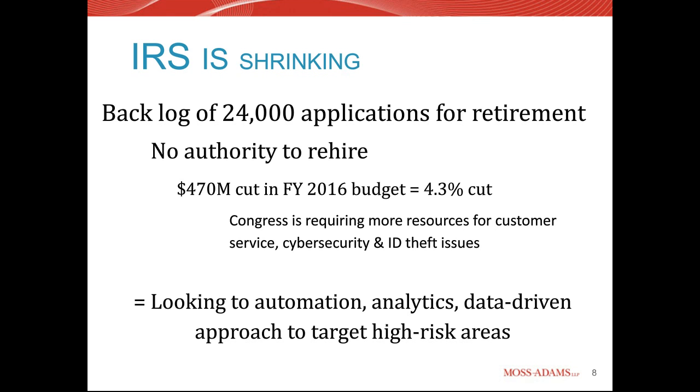They had a budget cut of 4.3%, and Congress is wanting more money spent on customer service to make sure the general public is happy with them, cybersecurity, and identity theft. So the approach the IRS is taking is to say, hey, we're losing people, we don't have this manpower, so they're looking to more automation, analytics, data-driven approaches to target high risk.